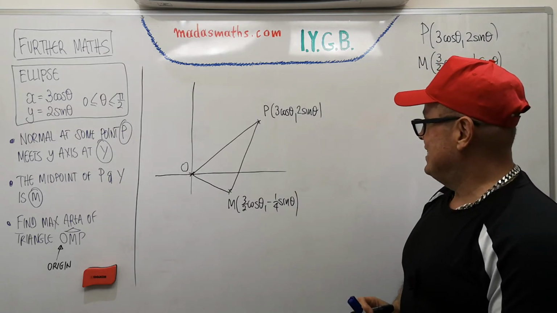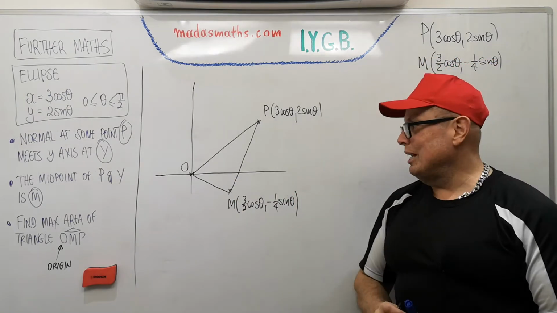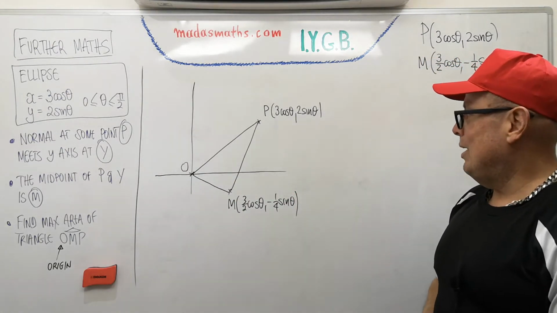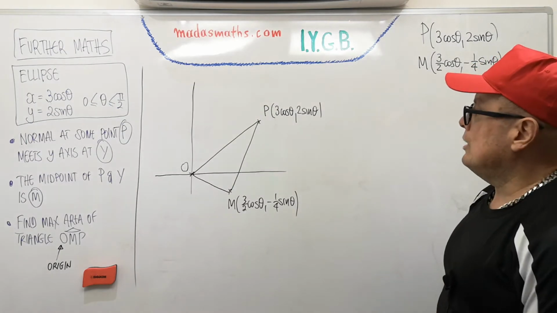Perhaps we can check if they are perpendicular, these line segments. Maybe they are, I don't know. I don't expect them to be. So I will use a general method. How am I going to find the area of this particular triangle?